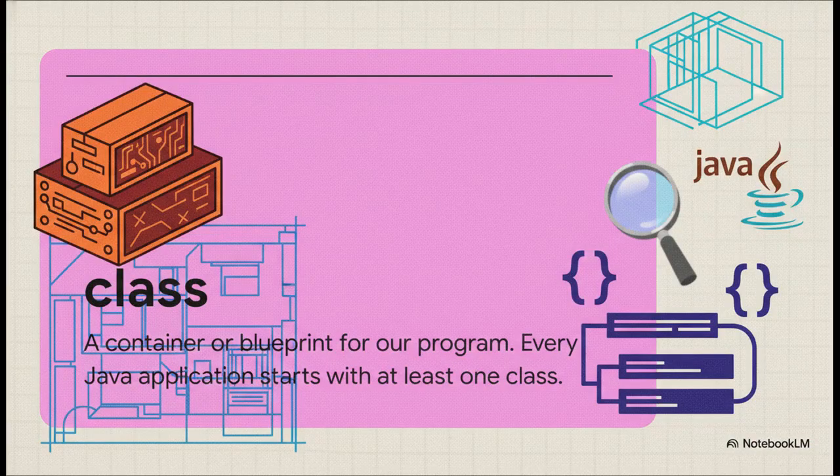Let's zoom in on that first word, class. A class is basically the main container for your program. The best way to think of it is as the master blueprint for whatever specific component you're building. Every single program you create is going to be wrapped inside at least one of these.